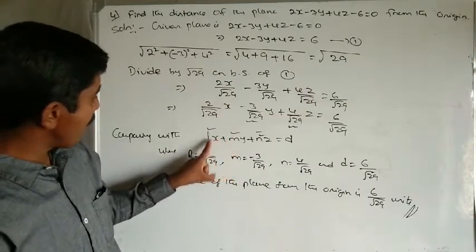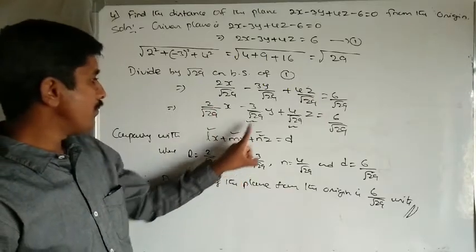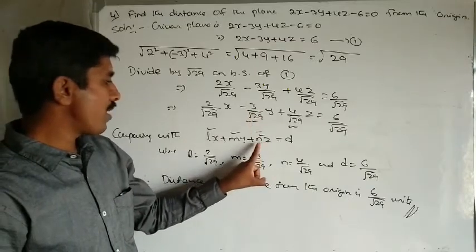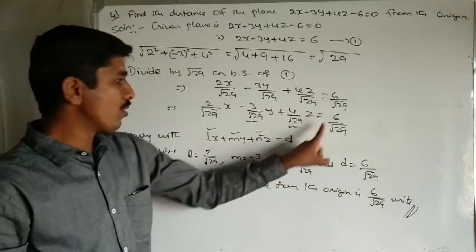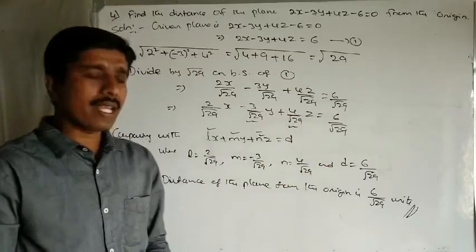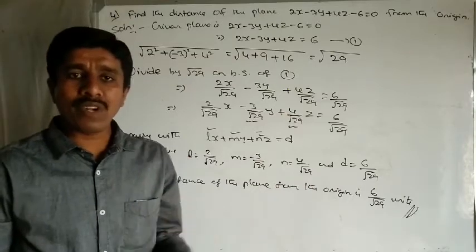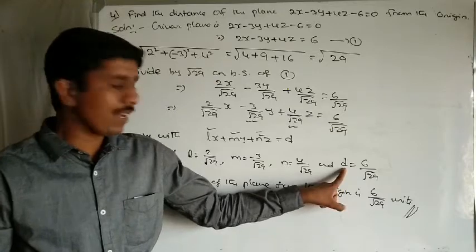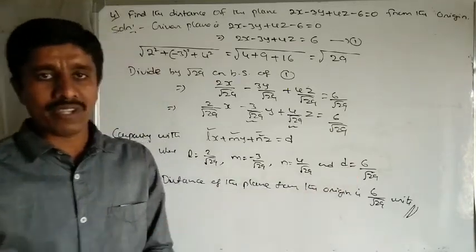The x coefficient L is equal to 2 by root 29, the y coefficient M is equal to minus 3 by root 29, the z coefficient N is equal to 4 by root 29, and d is equal to 6 by root 29. L, M, N are the direction cosines of the normal to the plane. And d means the distance of the plane from the origin. The distance of the plane from the origin is 6 by root 29 units. Got it.